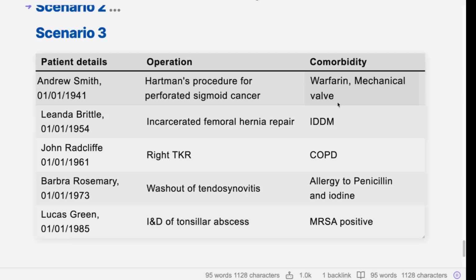because they are diabetic, and if I only have one theater, I'll keep them second on the list after the incarcerated hernia. The ideal scenario will be that the tonsillar abscess patient's airway is patent and secure, and I have availability of two theaters at the same time. However, if my last option is a single theater available for all these patients, I will consider taking the Hartmann procedure first if the risk of bleeding is low, and the incarcerated femoral hernia next if they are clinically stable, and the washout will be last on the list.